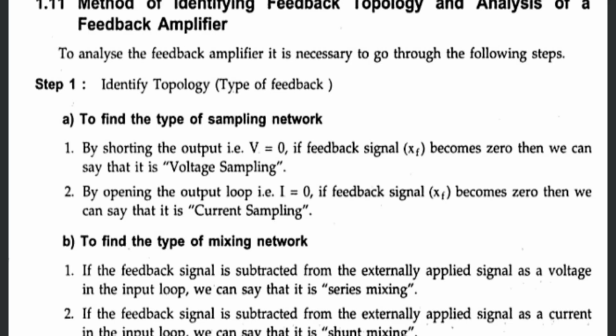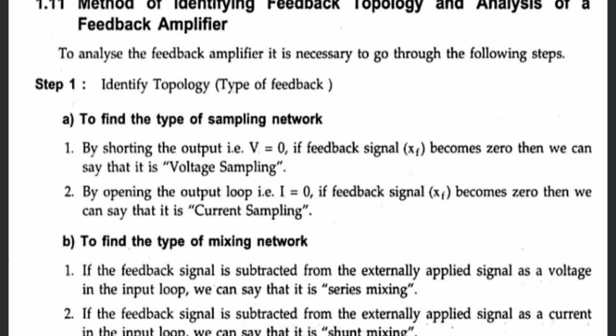Now let us discuss identifying the topology of the feedback network. To find the type of sampling network, first of all, by shorting the output, that is voltage is equal to 0, if the feedback signal becomes 0, then we can say that it is voltage sampling. But by opening the output loop, that is current is equal to 0, if feedback signal becomes 0, then we can say that it is current sampling.